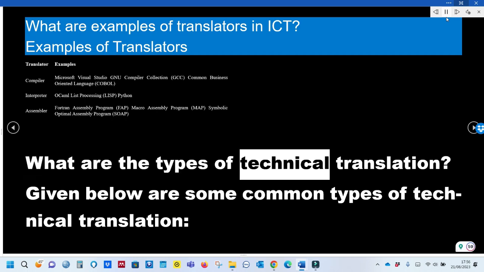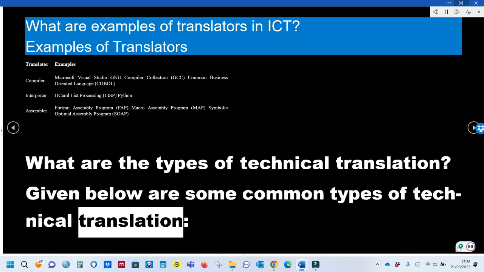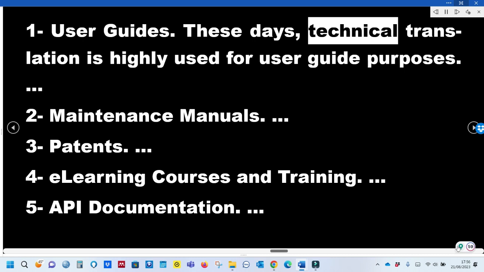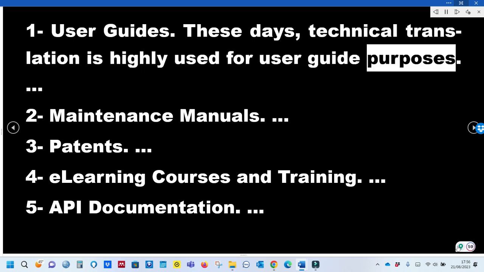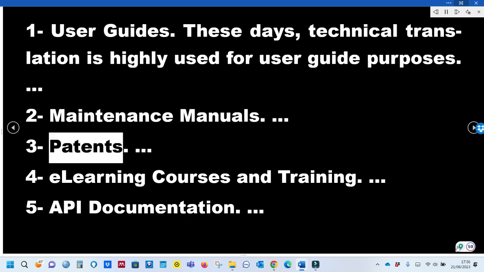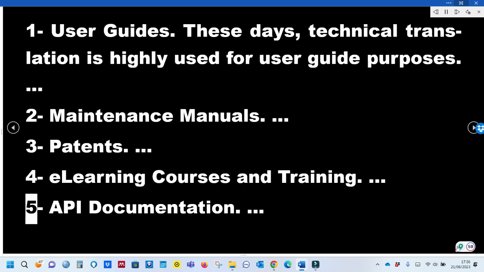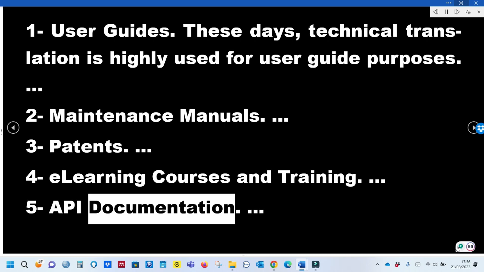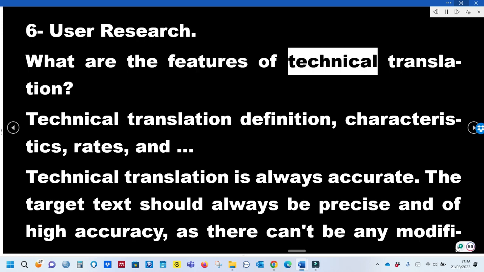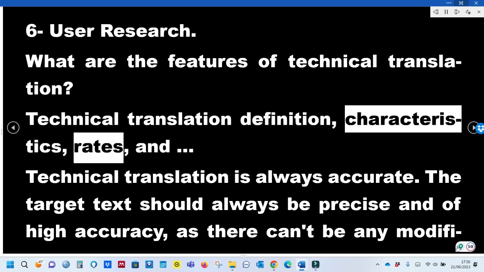What are the types of technical translation? Given below are some common types of technical translation. 1. User guides. These days, technical translation is highly used for user guide purposes. 2. Maintenance manuals. 3. Patents. 4. E-learning courses and training. 5. API documentation. 6. User research. What are the features of technical translation?